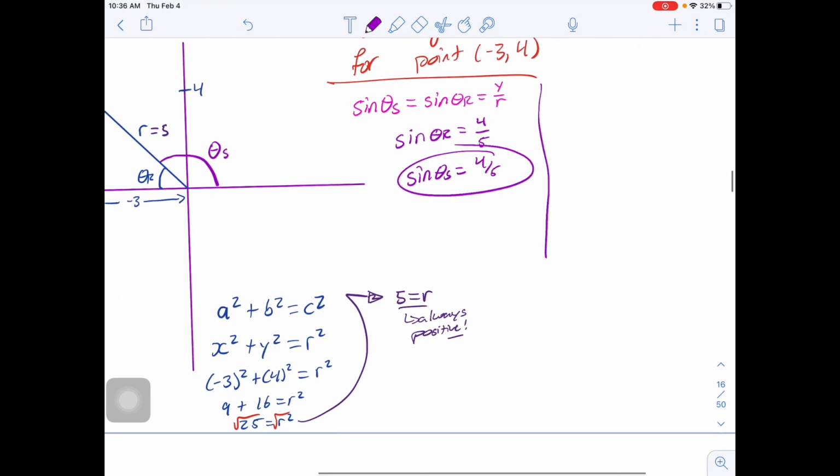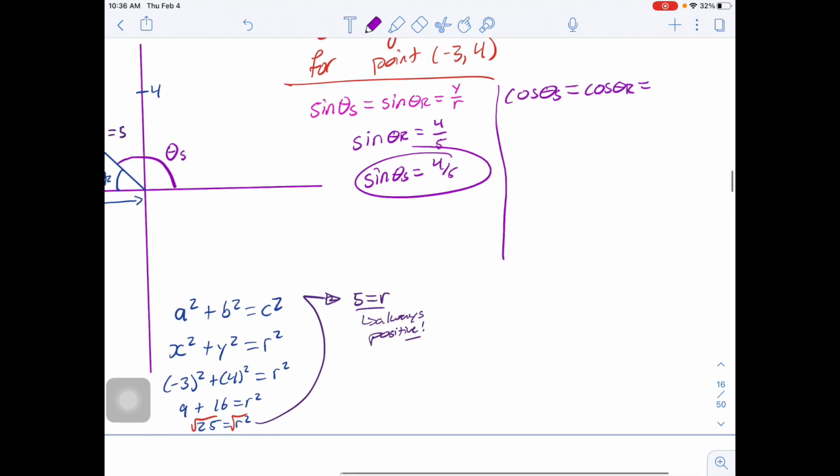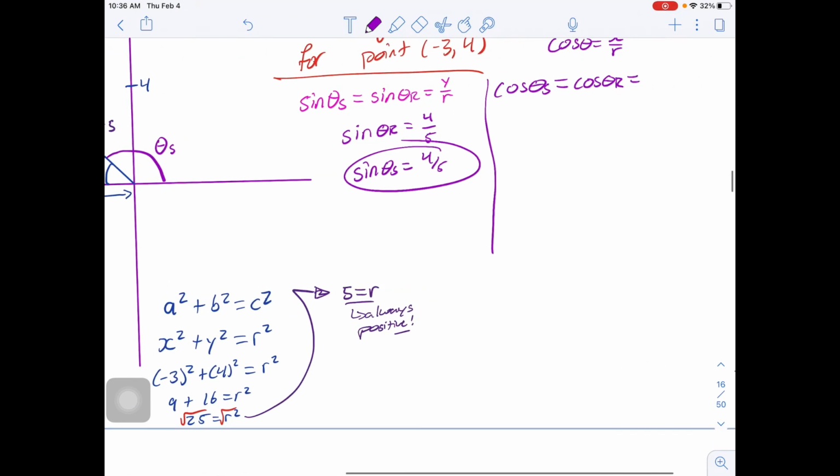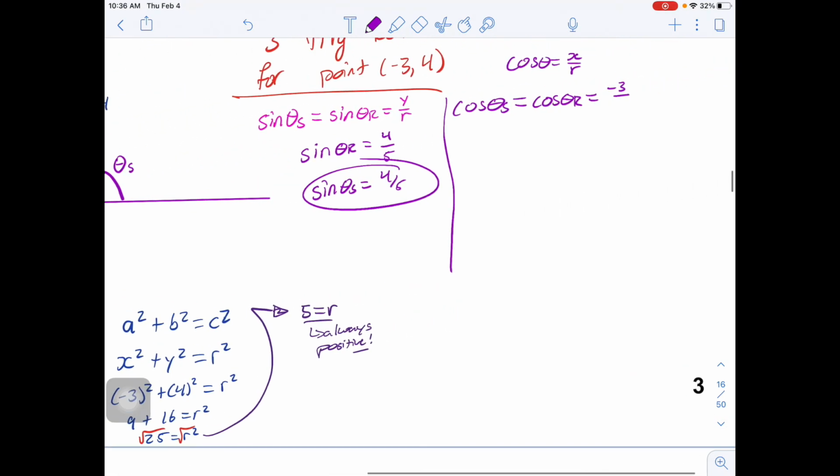Now let's do cos. So the standard angle cos ratio would be equal to my reference angle cos ratio. And remember, cos of the angle is equal to x over r. So my x value is -3, and my r value is 5. So here we know that the standard angle cos is -3 over 5.